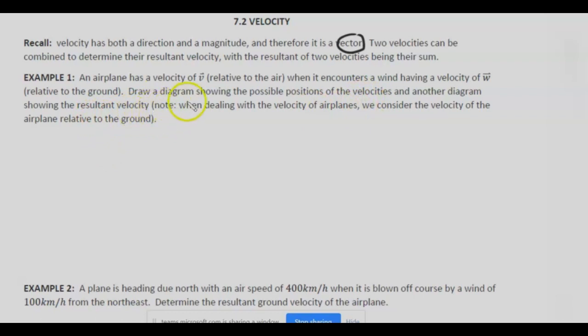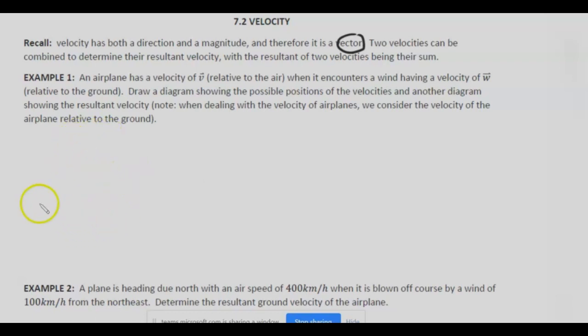Okay, so just please note, when dealing with velocity of airplanes, we consider the velocity of the airplane relative to the ground. And what that means is, if you were standing on the ground and viewing it from down here, which isn't quote unquote moving, even though the earth is moving, we do it relative to the ground as the stable position.